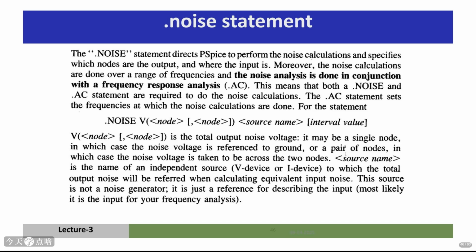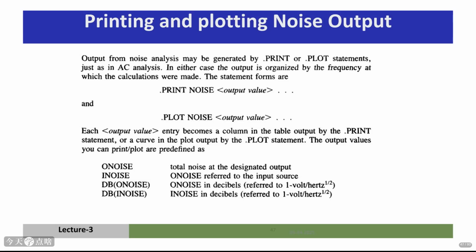The .noise statement calculates the output noise voltage at the specified node, and the input noise referred to the input source. This allows you to compare the noise level at the output to the noise level at the input. Similar to AC analysis, you can use .print noise or .plot noise to get the results of the noise analysis. The predefined output values are ONOISE for the total output noise voltage, INOISE for the output noise referred to the input source, DB(ONOISE) for the output noise in decibels, and DB(INOISE) for the input referred noise in decibels. These values are typically plotted against frequency.